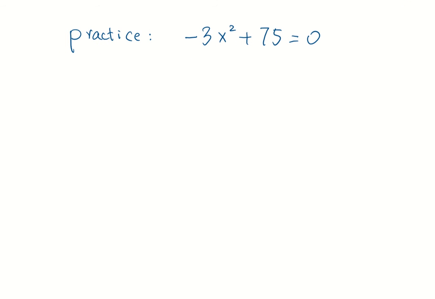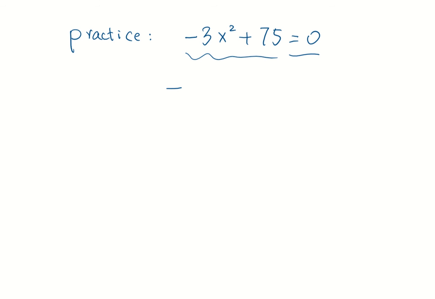Okay, on your own, I want you to solve this problem, and I'm going to review the answer in 3 seconds. 3, 2, 1, let's go. Okay, so first of all, one side is already equal to 0. All we have to do is factor the left side. Okay, first of all, the leading coefficient is negative. Let's factor out the negative sign.